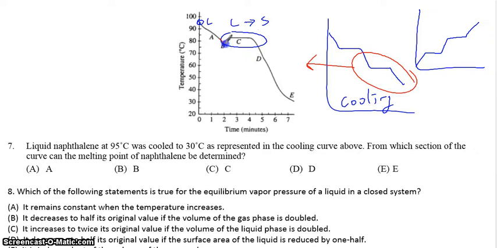Notice you actually have a supercooling event right here happening at B. But if you want to get the melting point, you can actually determine the melting point of the substance. Looks like the melting point of naphthalene is about 84 degrees C. So go ahead and take a look at the question and try to answer it as it comes down.